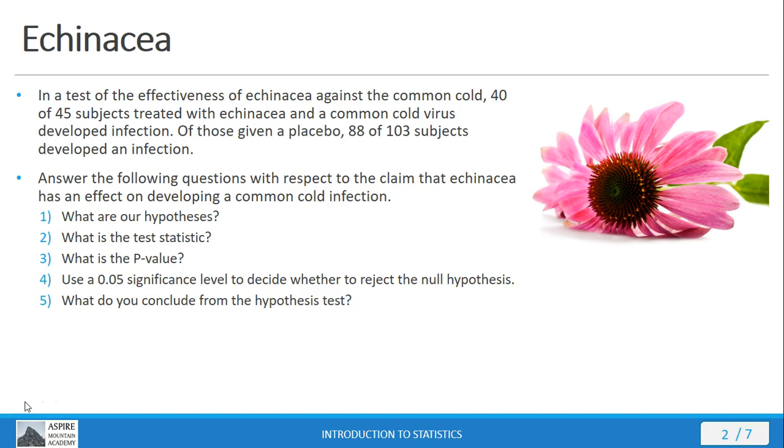And, whether or not that's true, let's look at a statistical study where they actually examine that question. So we've got 45 subjects who were treated with Echinacea, and of those 45, 40 developed a common cold infection. And then there were 103 subjects given a placebo, so they just got a sugar pill.